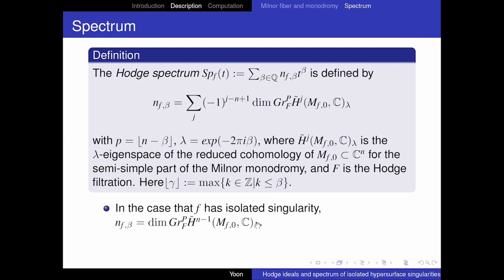Anyhow, the point is the difference from the isolated case: the alternating sum. The definition in the isolated case was shown in the second talk by Seung-Jo. That is only for isolated singularity. The difference is this alternating sum, which is kind of an Euler characteristic. To generalize the spectrum, it is the Euler characteristic of the original Milnor fiber.